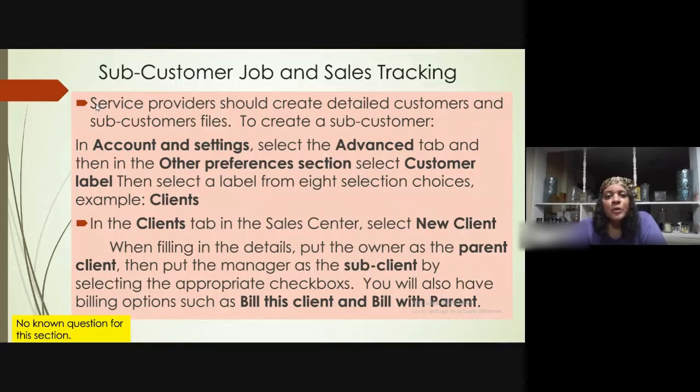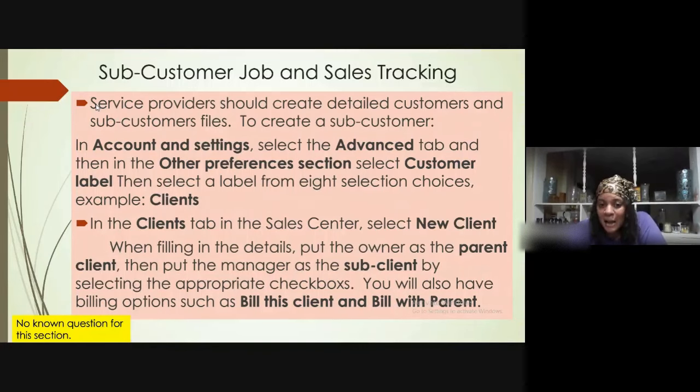And then for your example, you might decide to select the title clients. So then in the clients tab in the sales section, in the sales center, you would be able to select new client. And when filling out the details in that pop-up window that comes up, you can then put the owner as the parent client and then the manager, let's say, as the sub-client. So instead of the other term you might be familiar with, sub-customer, now you're going to be using the term client. You would have the owner as the parent client and the manager as a sub-client, and you would do that by selecting the appropriate boxes there.